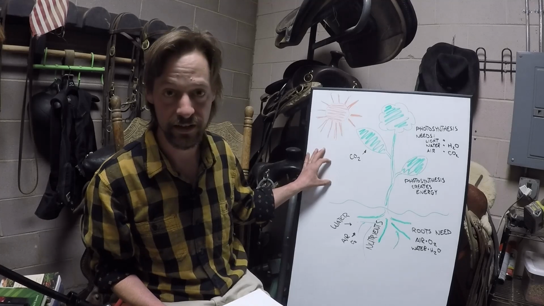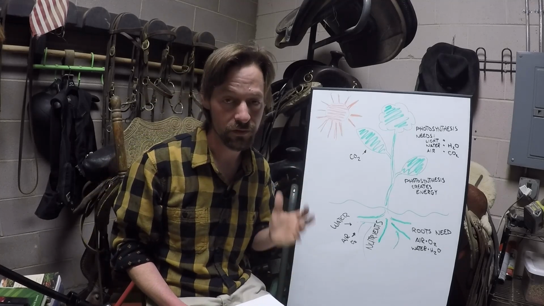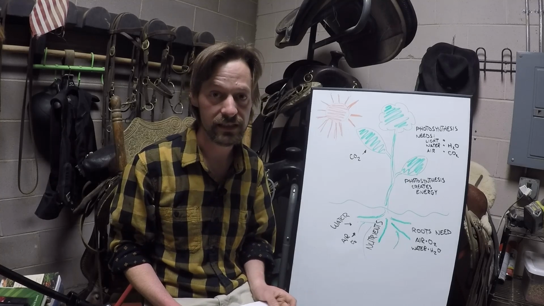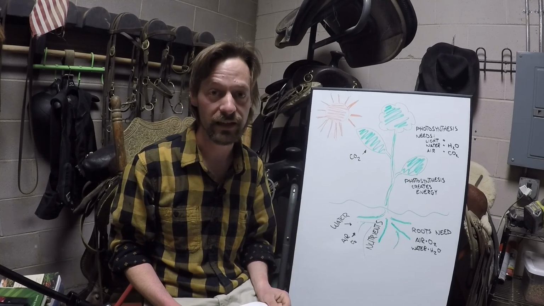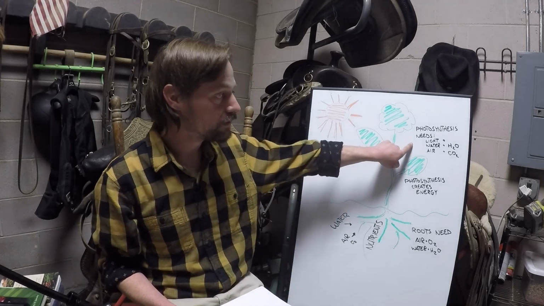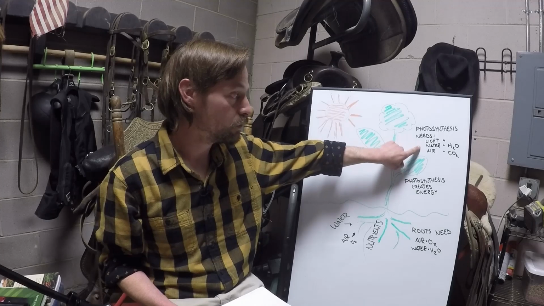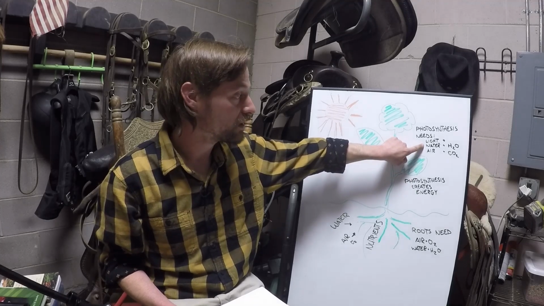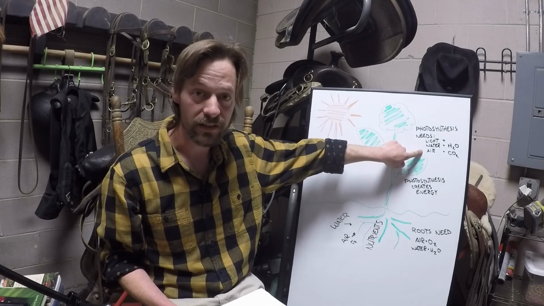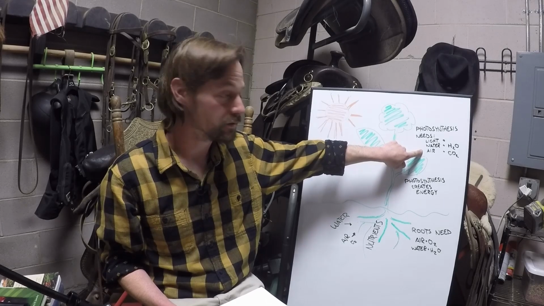So the big picture here, we're going to start off with the plant metabolic process called photosynthesis. Photosynthesis is a process in which the plant creates its own energy. Photosynthesis needs light, water, and air. From water, H2O, and air, we're actually going to pull specifically carbon dioxide, CO2.